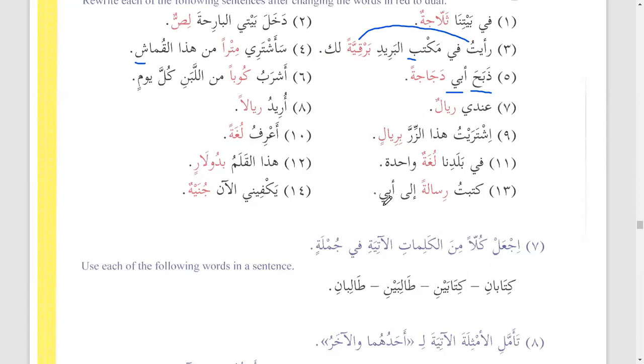كتبت رسالة إلى أبي. I wrote a message to my father. كتبت رسالتين إلى أبي. Okay. So these days you can say أرسلت رسالتين. These days we send instead of writing, and we send them via WhatsApp and all these social media.